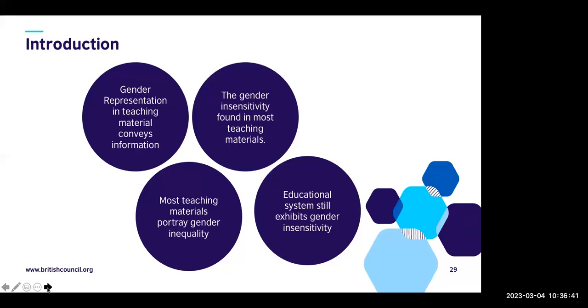Gender representation shows equal numbers of men and women in teaching materials, assigning equal roles to both genders. Gender representation in teaching materials conveys an implicit message to learners about attitudes towards cultural gender roles for women and for men. This gender insensitivity found in most teaching materials in Nigeria, especially at the primary level, could be considered harmful, but unintended by the publisher. Most teaching materials portray gender inequality and gender bias, mainly connected to the cultural norms of the people.